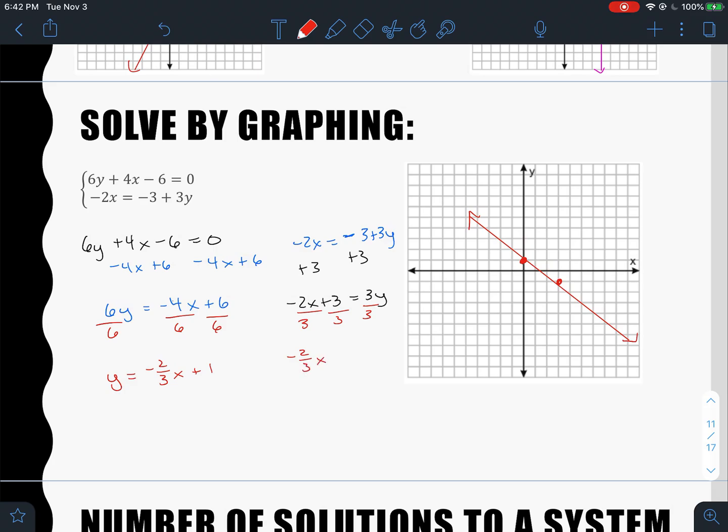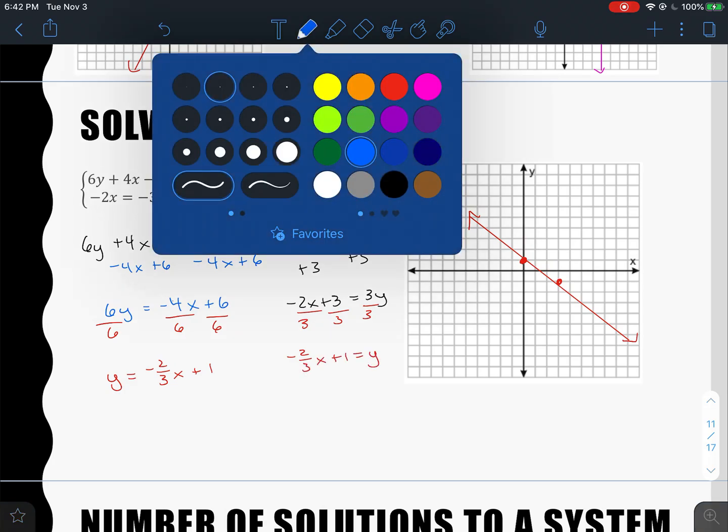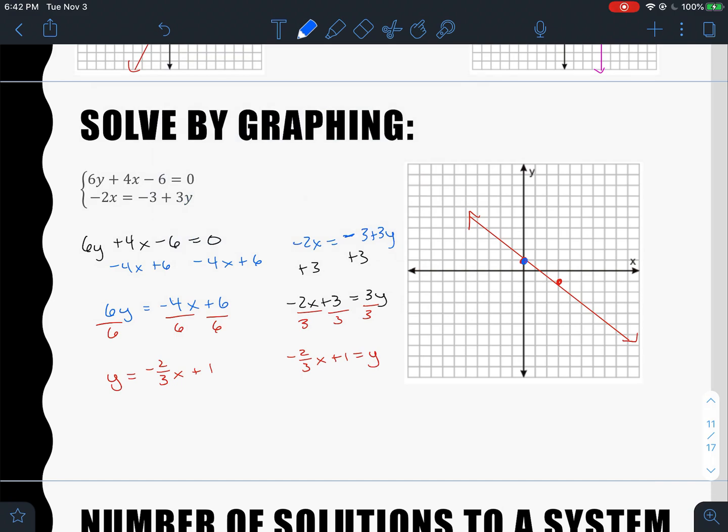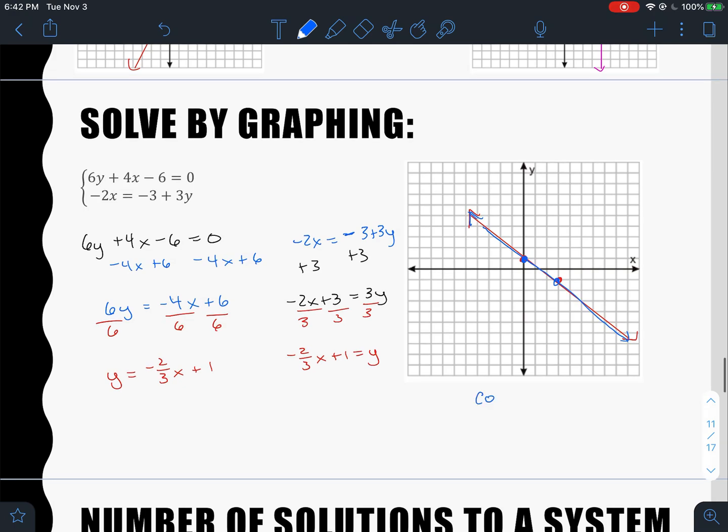I've got to solve for y, so I'm going to divide everybody by 3, and I get negative 2/3 x plus 1 is equal to y. So I'm going to start this one at positive 1, and I'm going to go down 2/3. What do you notice this time? It's the exact same line right on top of itself. We call these coinciding lines because it's the exact same line over the exact same line.